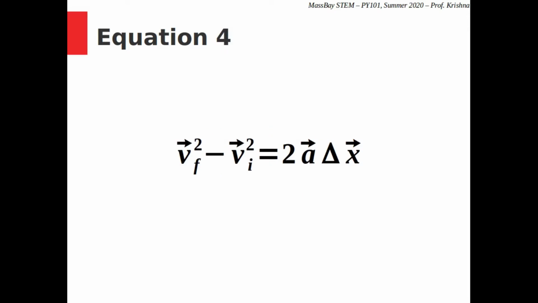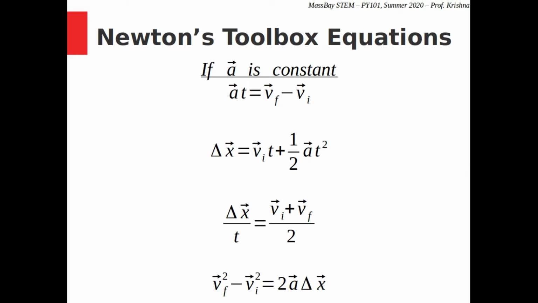The fourth toolbox equation is formed by algebraically combining the above equations and substituting out time. Final velocity squared minus initial velocity squared equals 2 times acceleration times displacement. These, then, are Newton's toolbox equations. They can be applied to any situation where acceleration is constant. If acceleration is not constant, these equations don't apply, and we would need calculus to find relationships between the various quantities.